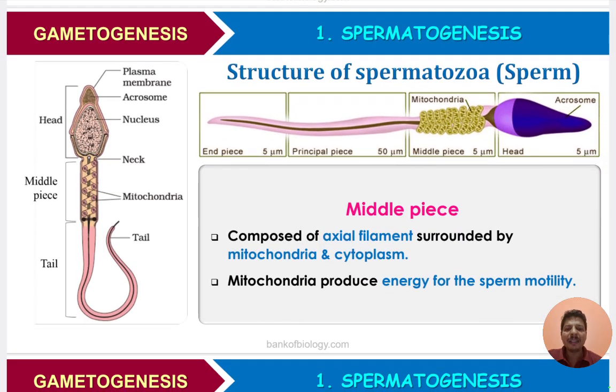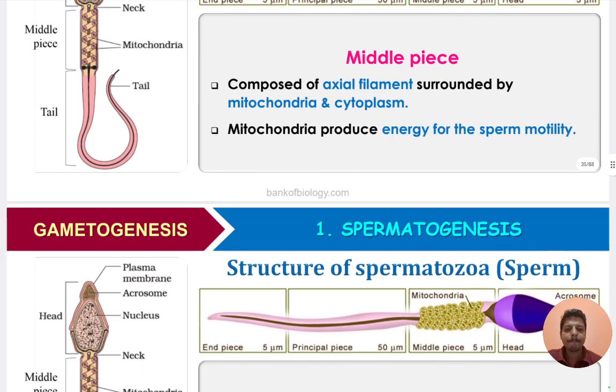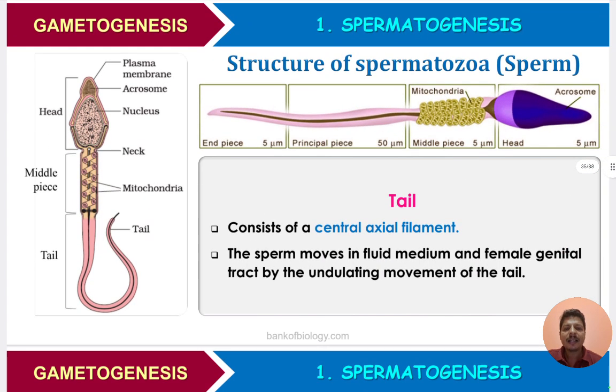Coming to the middle piece, it is composed of axial filaments surrounded by mitochondria and cytoplasm. Mitochondria produce energy for sperm motility. Next is the tail portion. It consists of a central axial filament. The sperm moves in fluid medium and in the female genital tract by the undulating movement of the tail.